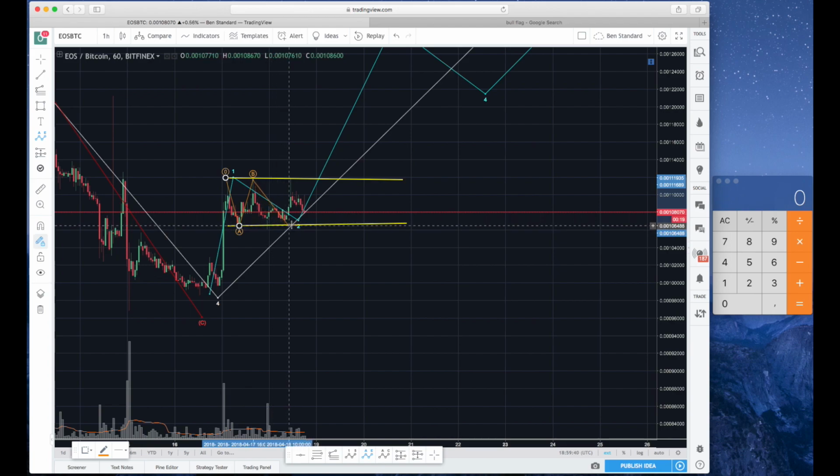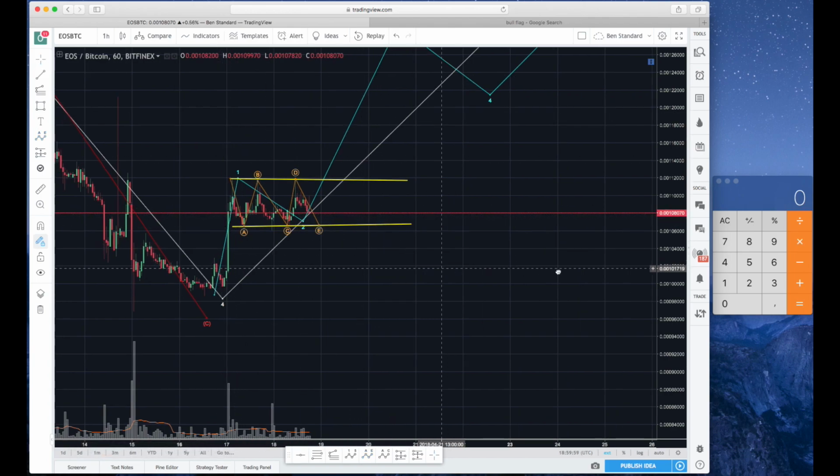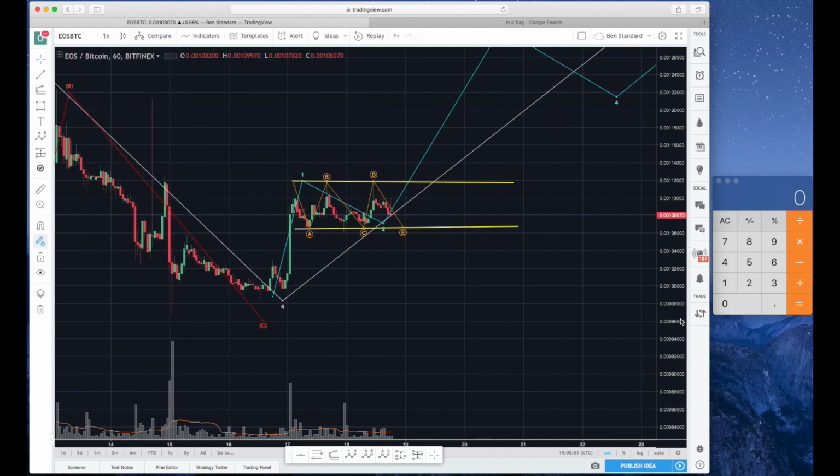ABC, ABC here, third wave, and then ABC again, fourth wave. We're ending the fifth wave, also known as the E wave. So that means that this correction could be over very soon.